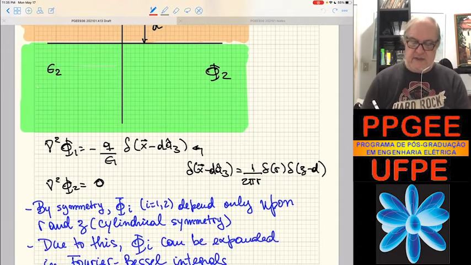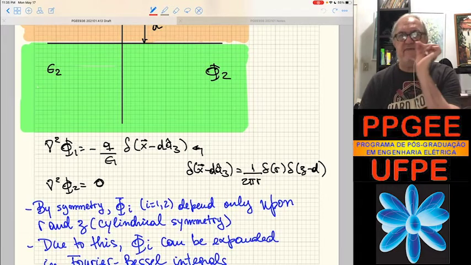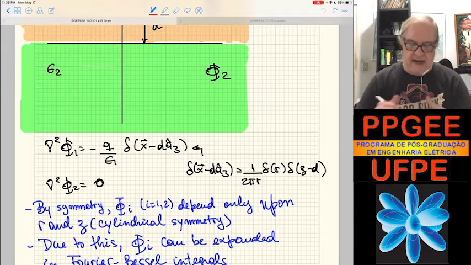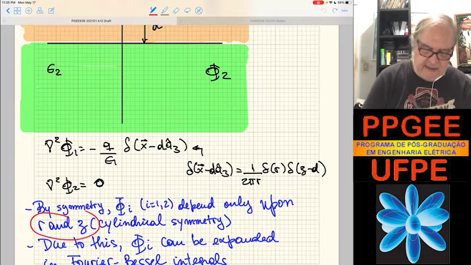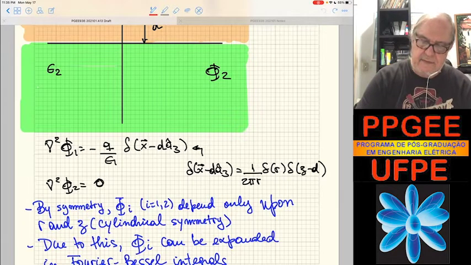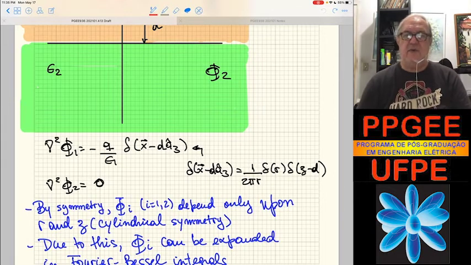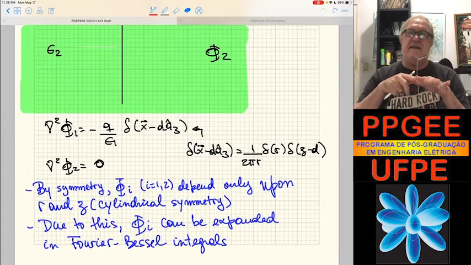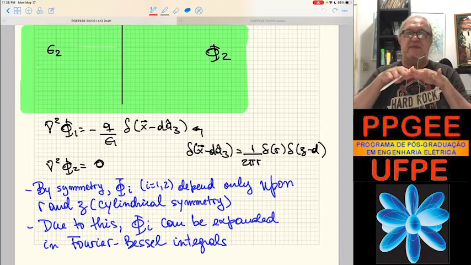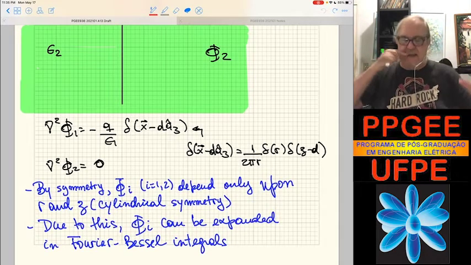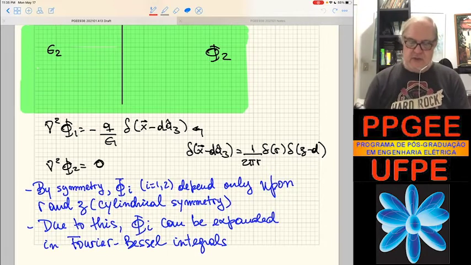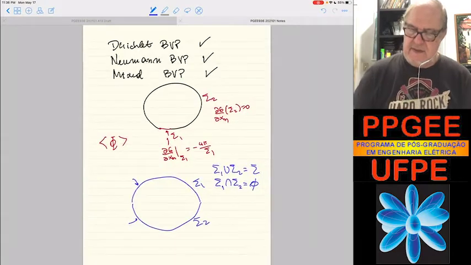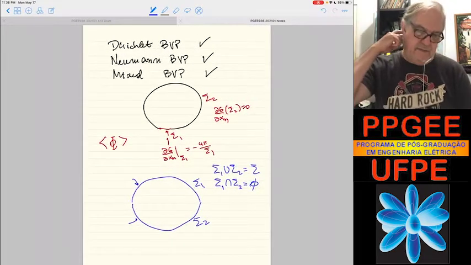So those functions, we have azimuthal symmetry. Those functions depend only on R and Z, okay? So we can expand those functions in the normal modes, but you see that the domain in R is infinite. So we can just do this thing here.